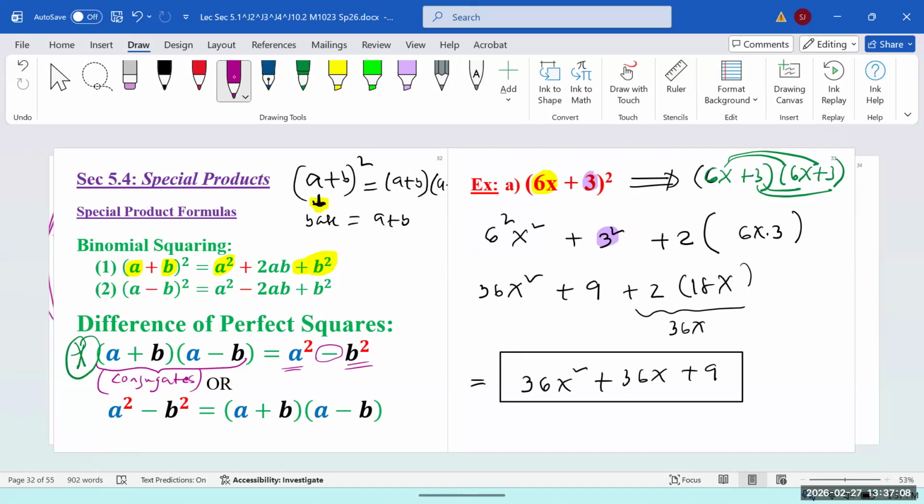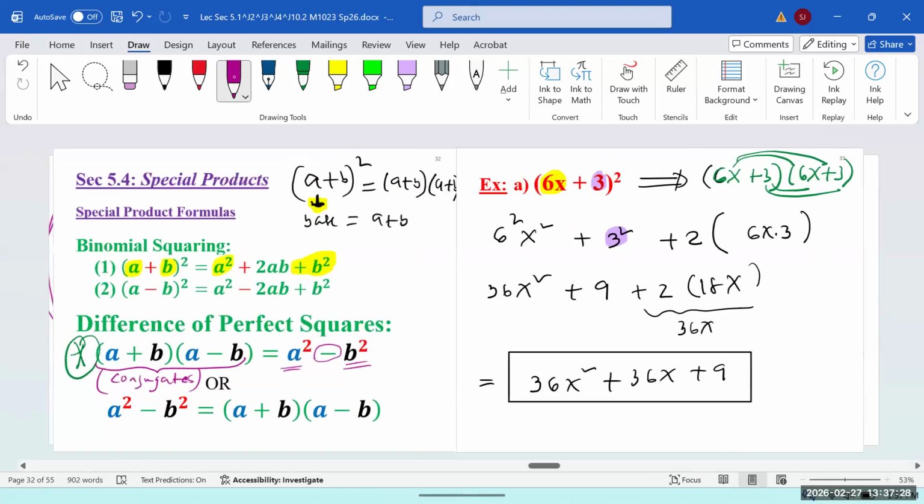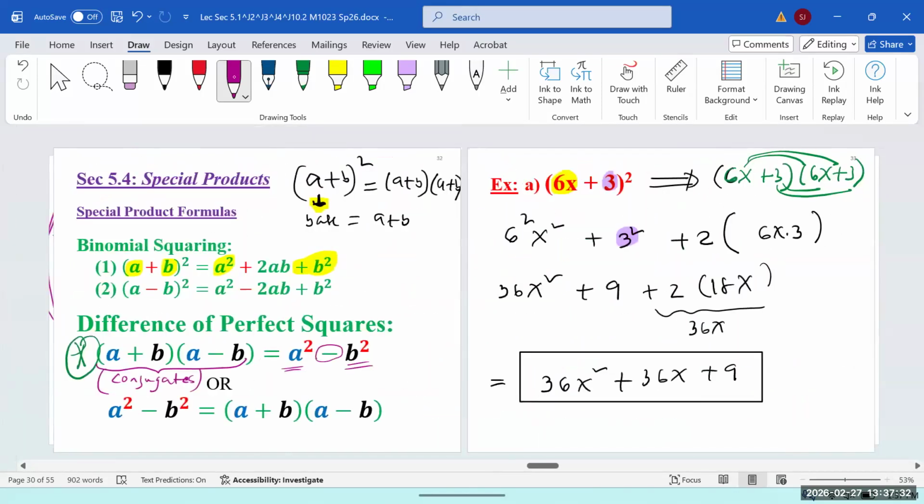So I gave you the two formulas. Now it's time to try them. Try the first one: 5x minus 2y whole thing squared. I may give this in the exam, may. But definitely I'm going to give the other one in that sum. The binomial, trinomial thingy. No, these. Definitely one of these.